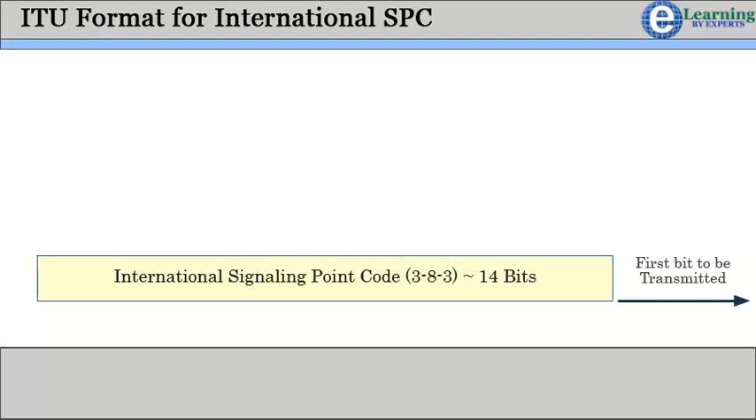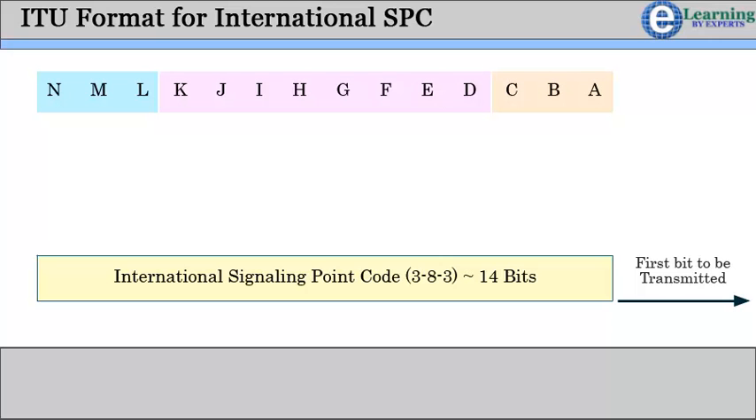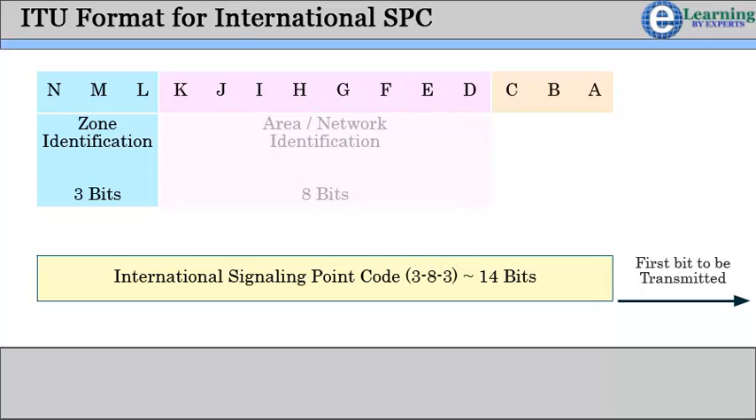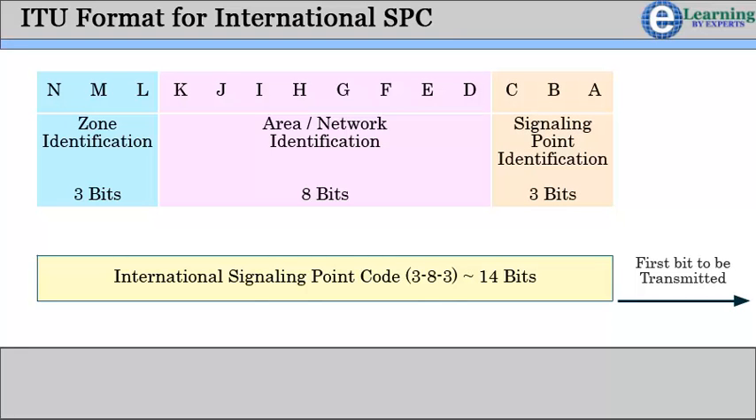The ITU format for international SPC is 14 bits long and distributed in a 3, 8, 3 format. The 3 bits, L, M, N, identify the zone. There is a global division of 8 zones, each given a unique identifier. The next 8 bits, marked D to K, identify the network or area within the zone. The last 3 bits, A, B, C, identify the signaling endpoint within the network.